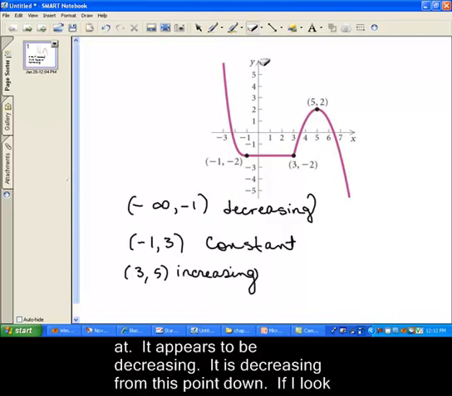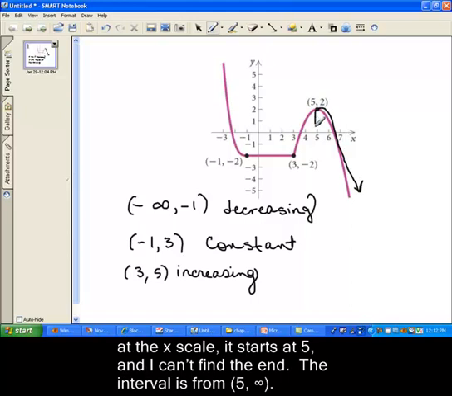It appears that the graph is actually decreasing. So if we take a look at where it's decreasing, it is actually decreasing from this point down, and it just keeps going down. So if I look at the X scale, starts at 5, I cannot find the end. This just keeps going and going and going. I can't find the end to be able to draw up to my X-axis and see what number it ends at. So this is decreasing from 5 to infinity.